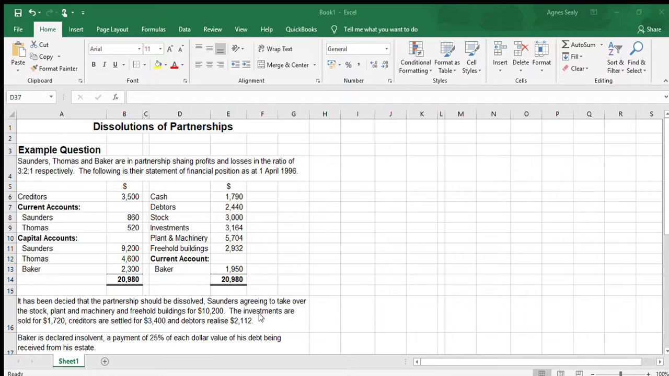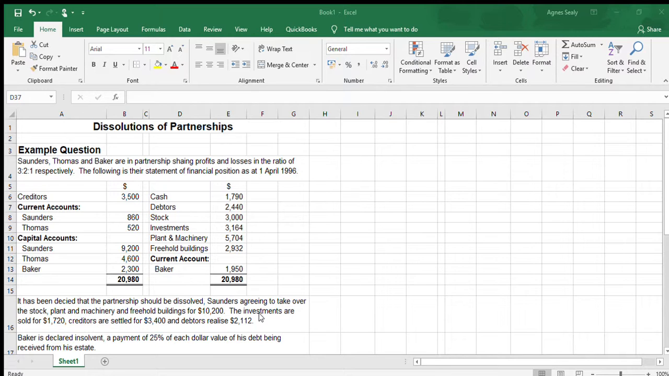Now, after you have done all of that, with reference to a partnership, you will either realize a loss or a profit on realization. If you have a profit on realization, then that profit is credited to the realization account's debit side, meaning the realization account is debited and the partner's capital account is credited.